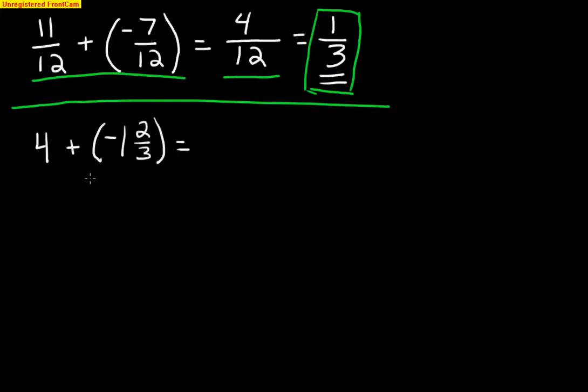Okay, so pretty straightforward. So let's take a look at this real quick. We know one's negative, one's positive, so really we need to change this so that we're working with like terms. So the 4 right here, we already know as a fraction is 4 over 1. And then the negative 1 2/3 is our mixed number, and we want to make that an improper fraction. So we're going to do two things.